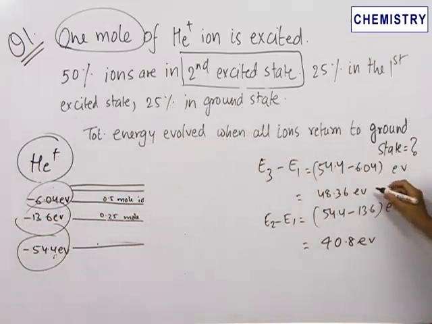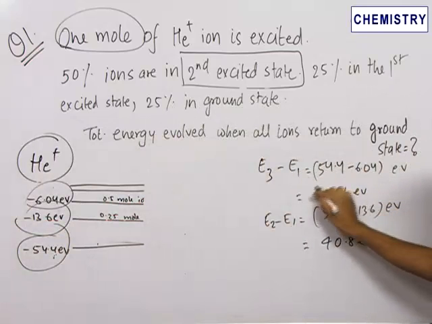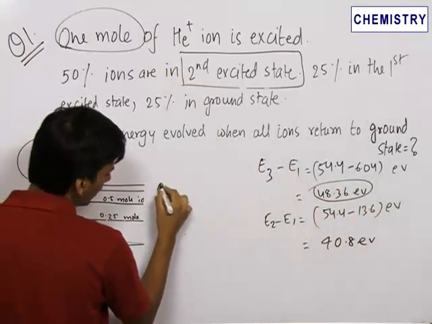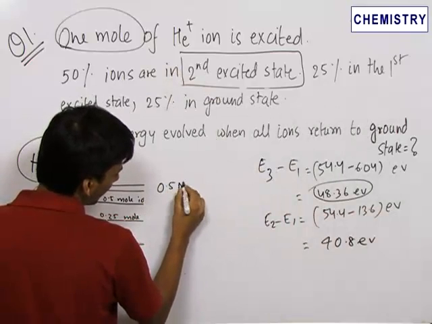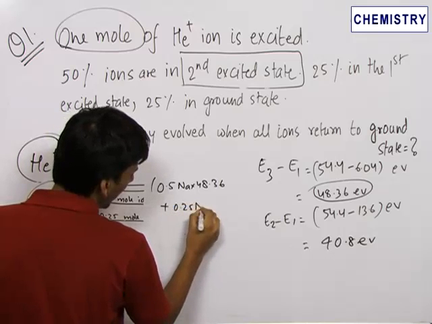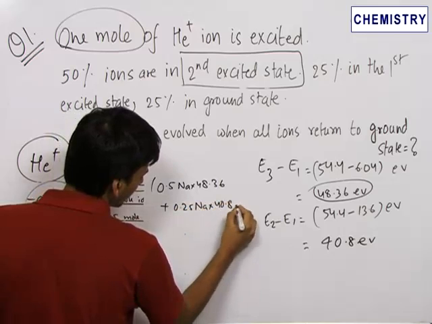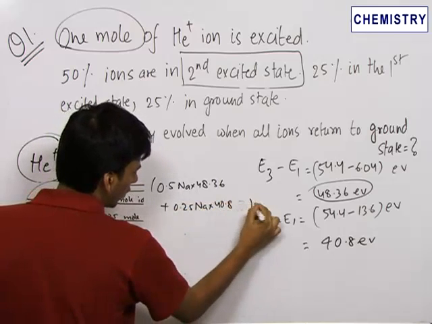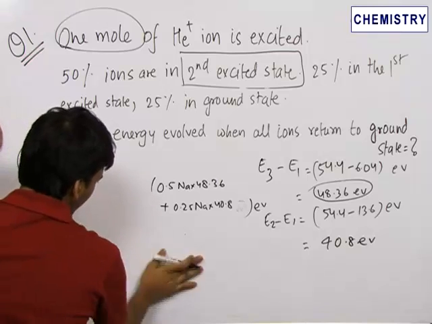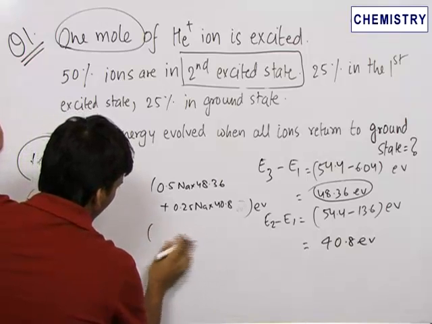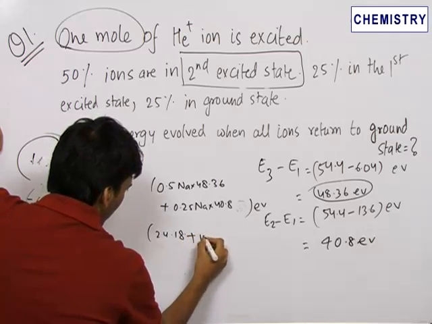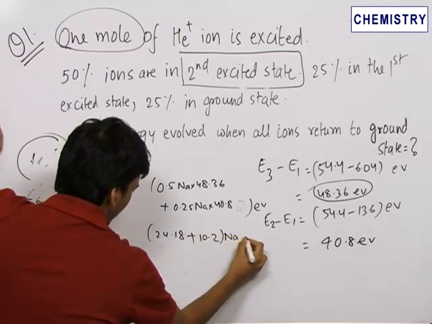If one ion had come down from E3 to E1, the energy evolved would have been this, but we have 0.5 moles of ions coming down from 3 to 1. Therefore this becomes 0.5 into Na into 48.36 plus 0.25 into Na into 40.8 electron volts. On solving this, we get 24.18 plus 10.2 into Na electron volts.